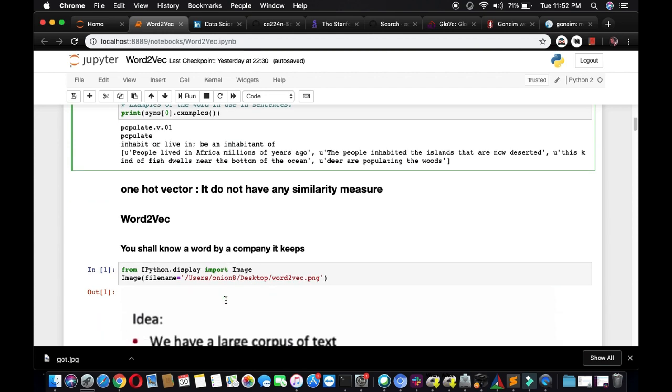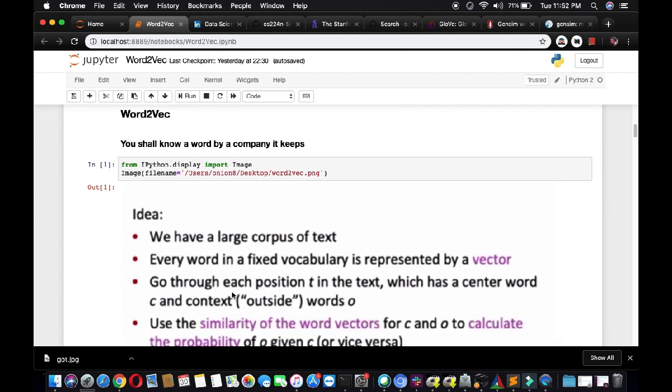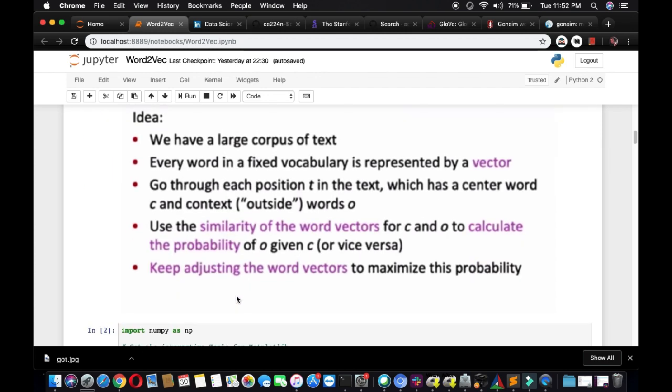Okay, I'll just go to the algorithm that we can use to create the vectors out of words. The idea is that we have a very large corpus of text, and every word in the fixed vocabulary has to be represented by a vector. Okay, that makes sense. And then how will you do this? We'll go to each and every position of the text and make that a center word, and then use the similarity. Okay, I'll take an example so it will make more sense.